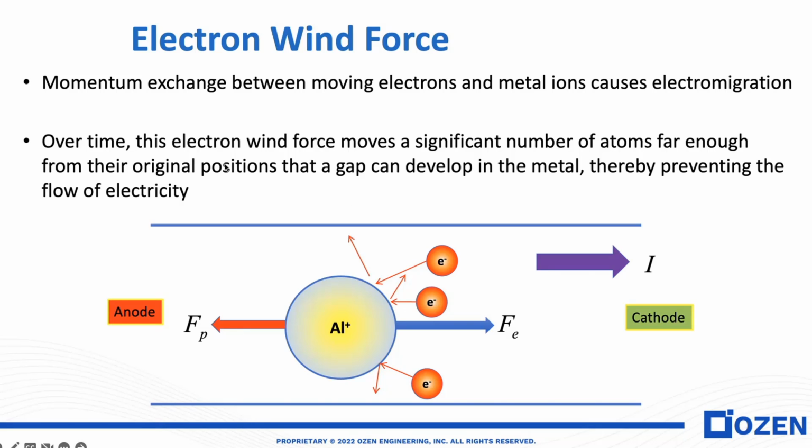Over time, this electron wind force moves a significant number of atoms far enough from their original positions that a gap can develop in the metal, thereby preventing the flow of electricity.